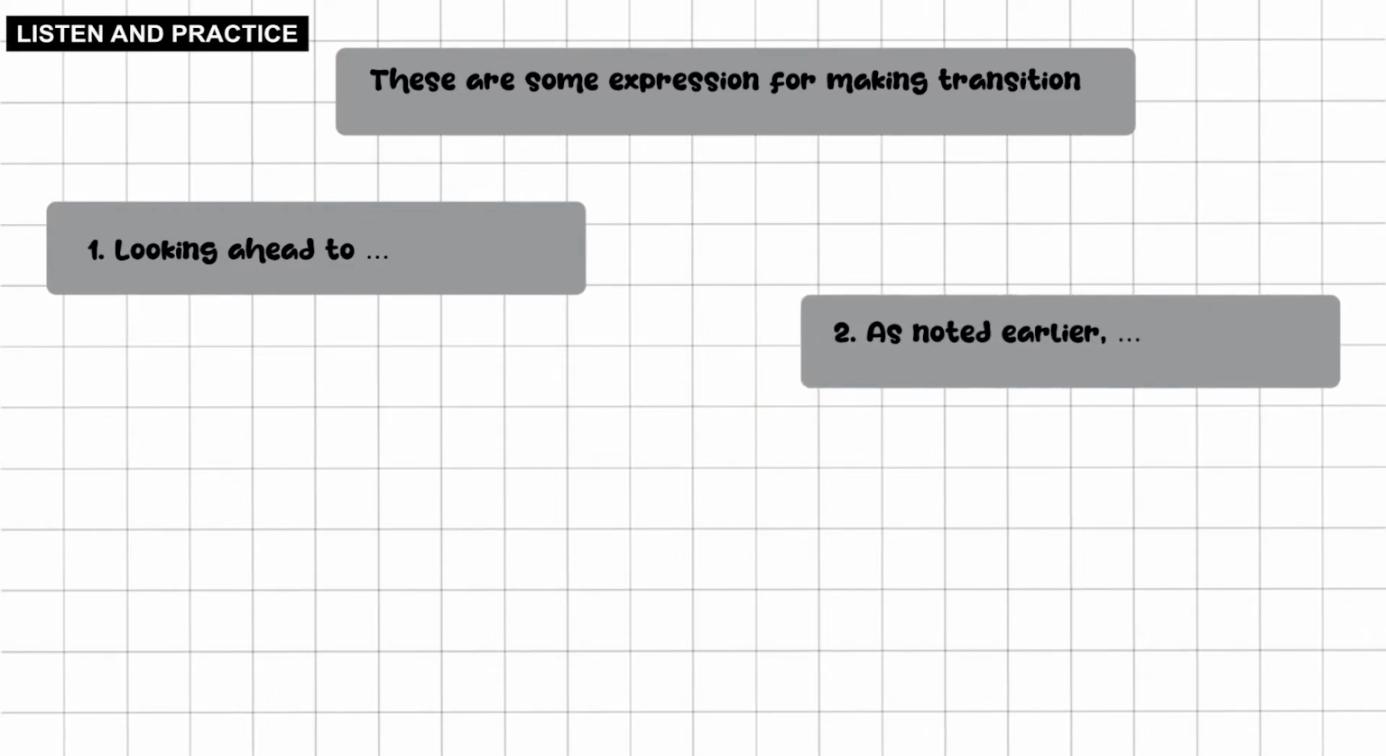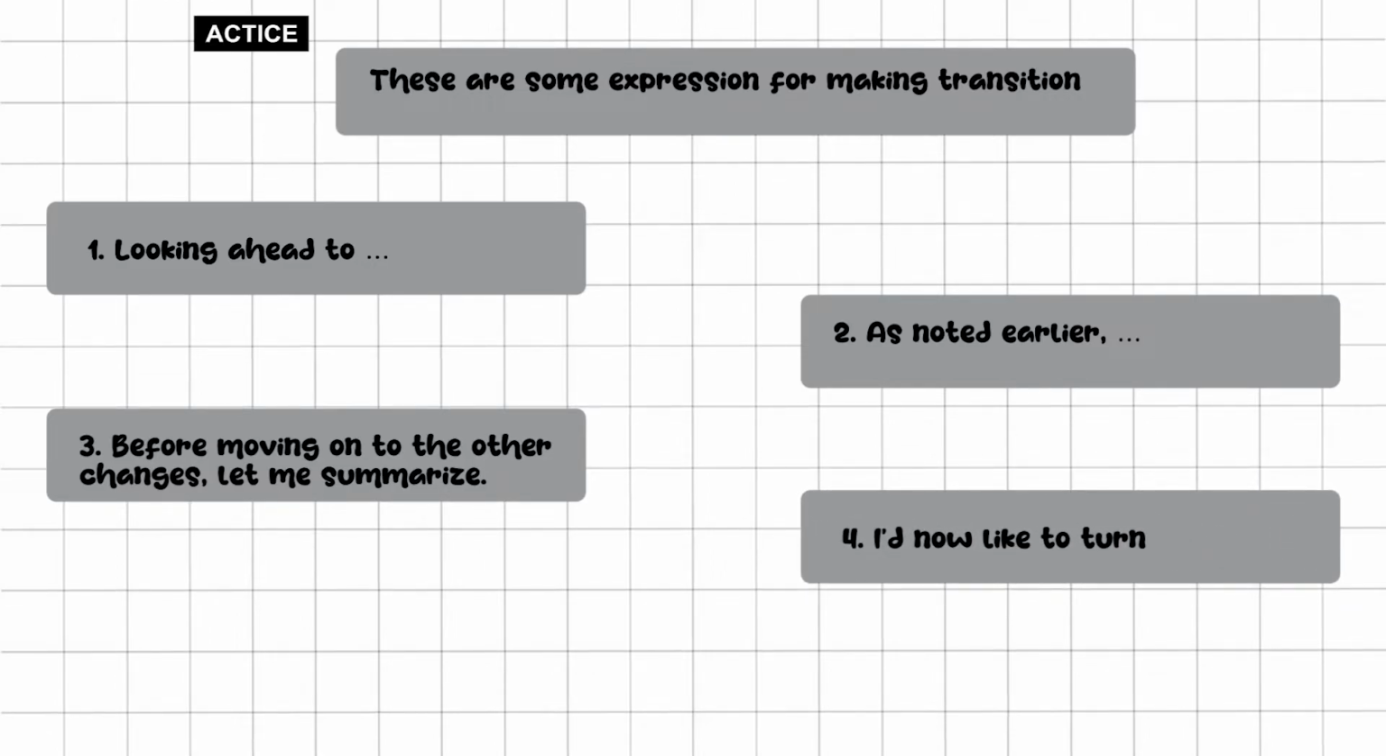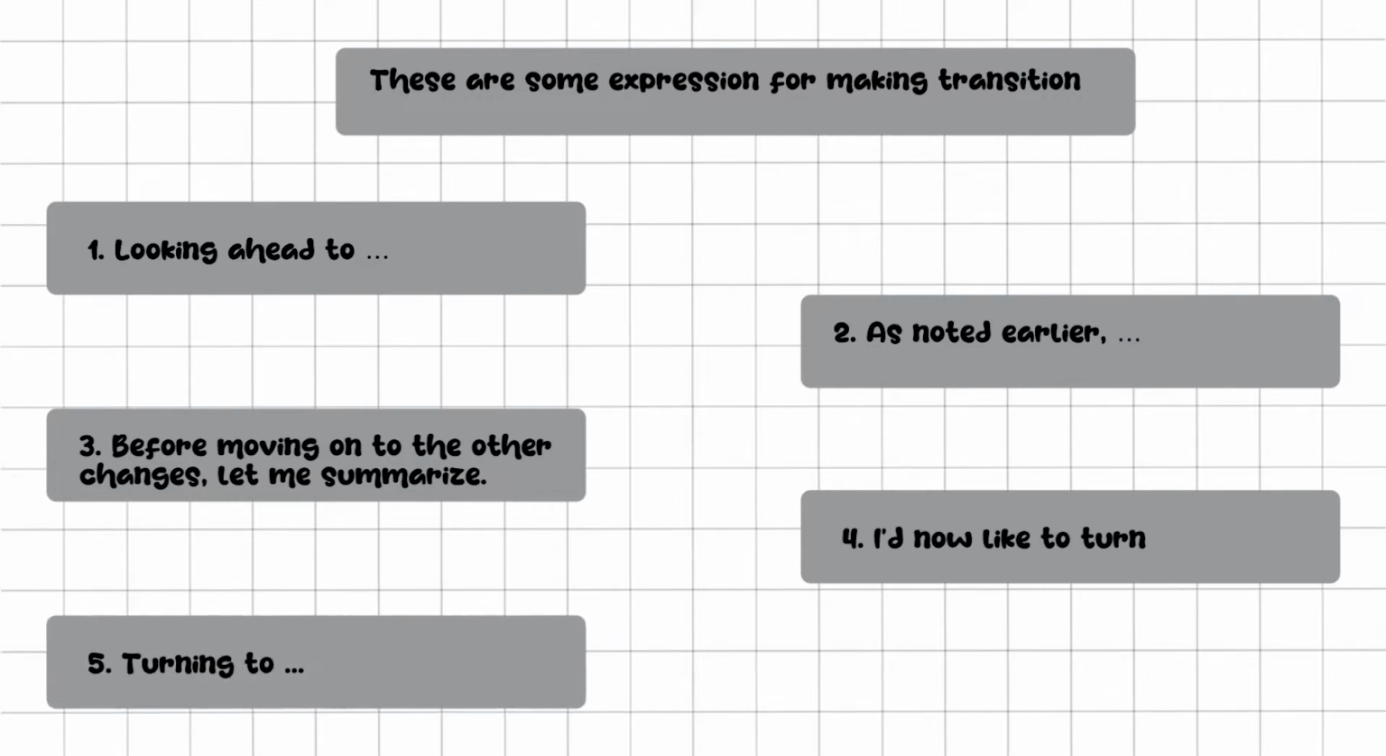Alright, for the last topic, we will discuss moving from slide to slide and topic to topic. First of all, I would like to tell you about making transitions. These are some expressions for making transitions in your presentation. 1. Looking ahead to. 2. As noted earlier. 3. Before moving on to the other changes, let me summarize. 4. I'd now like to turn to. 5. Turning to.